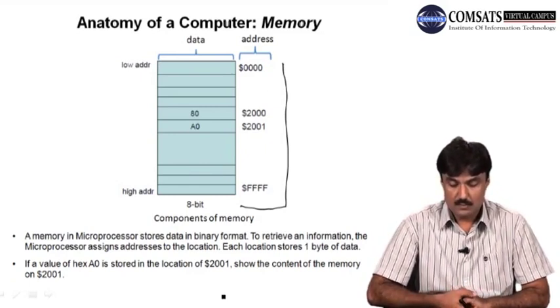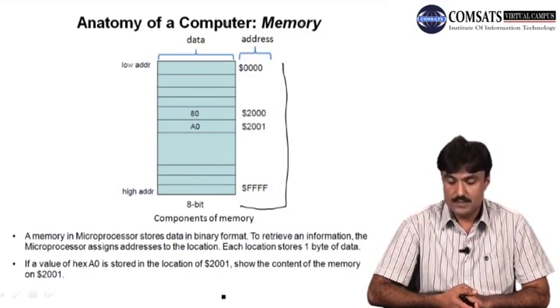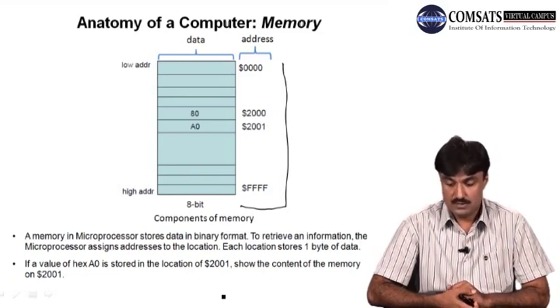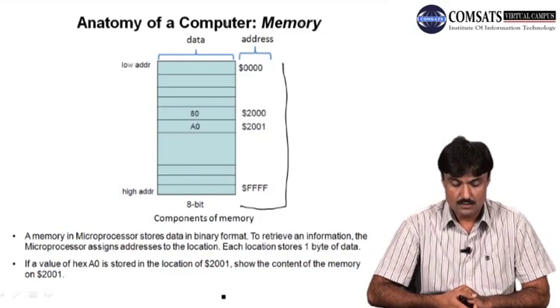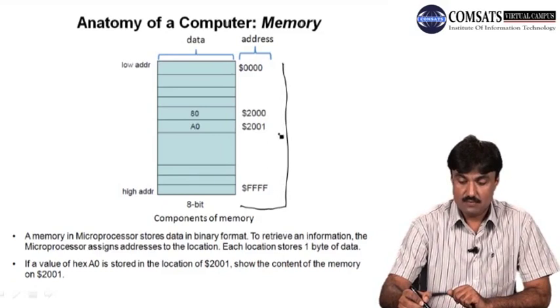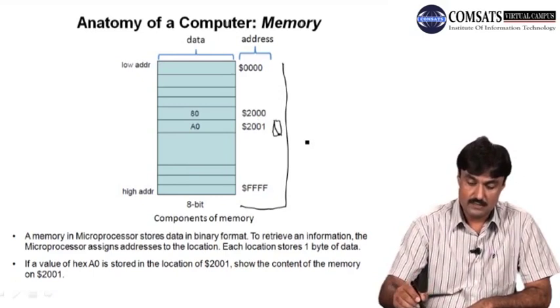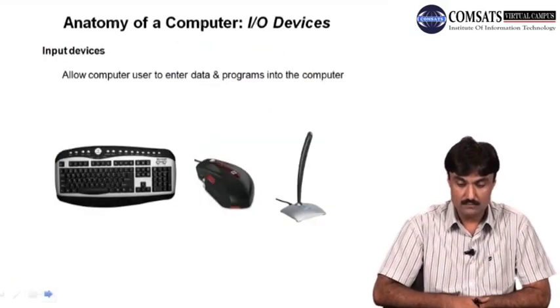A memory in a microprocessor stores data in binary format, or in the form of zeros and ones. To retrieve information, the microprocessor assigns addresses to the locations. Each location stores 1 byte of data. As I told you, if we want to access data from this memory location, we will use this address to access the data which we have stored at that location.